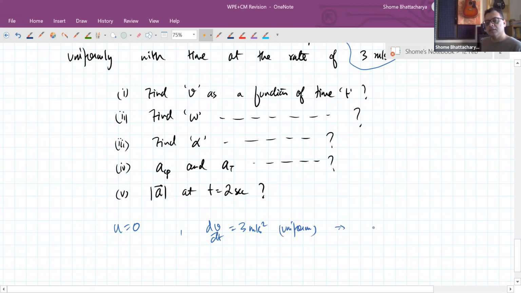So that will tell us here that, very simple thing, as the time goes from 0 to t, the speed goes from u equal to 0 to some unknown speed v. So speed as a function of time becomes 3t meters per second, where t is time in seconds.